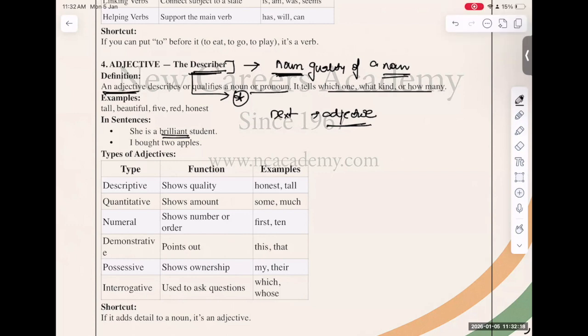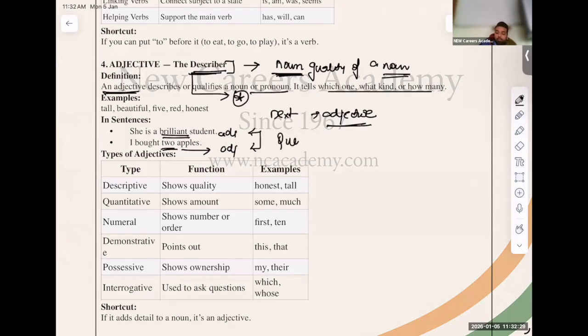Brilliant. Now, I bought two apples. How many apples? Two. What is two? Adjective. Clear or not? How do you identify an adjective? When you ask yourself a question, the word that gives you the answer is your adjective. She is a brilliant student. What student is she? You asked a question, and the answer is your adjective.